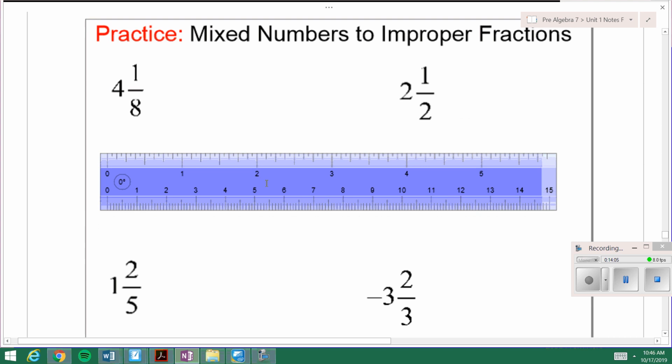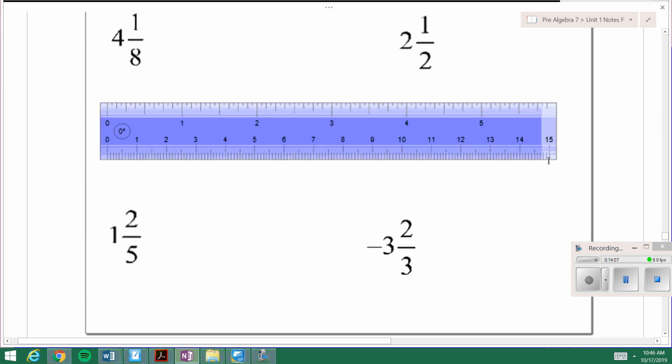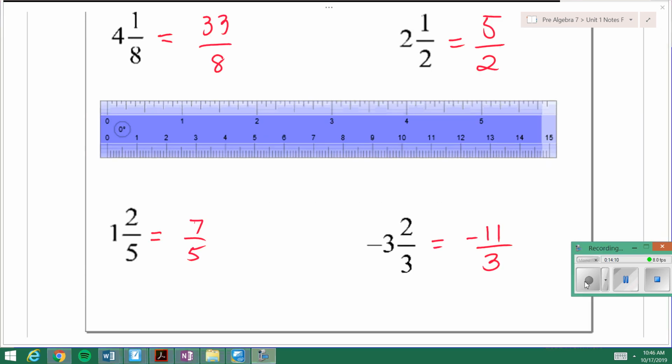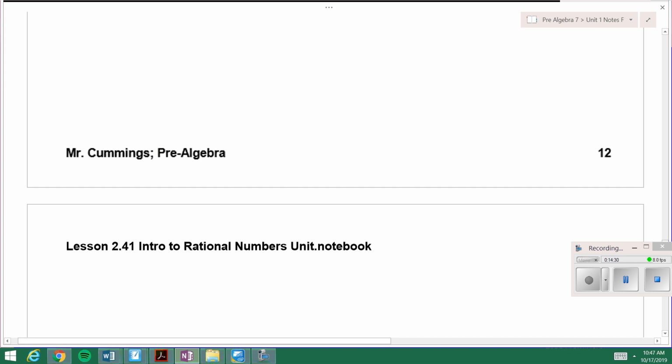Turn these mixed numbers into improper fractions. Go ahead. Let's see if we get the same answers. All right, check to see. Did you get 33/8? Did you get 5/2? That's 2 1/2. Did you get 1 2/5, which is equivalent to 7/5? And did you get negative 3 2/3, which is equivalent to negative 11/3? Come ask me questions if you did not get any of those mixed numbers.